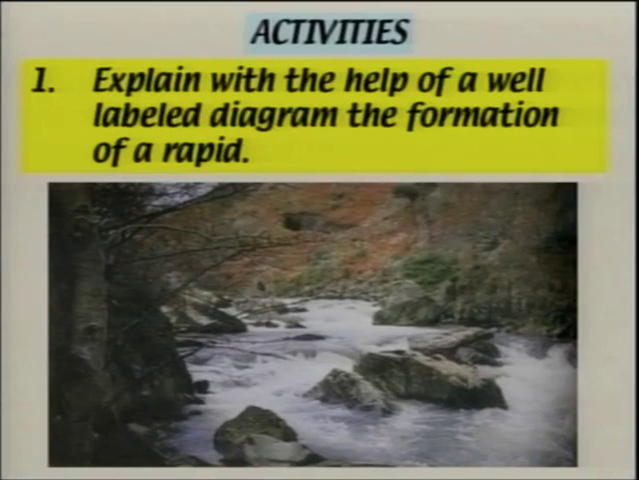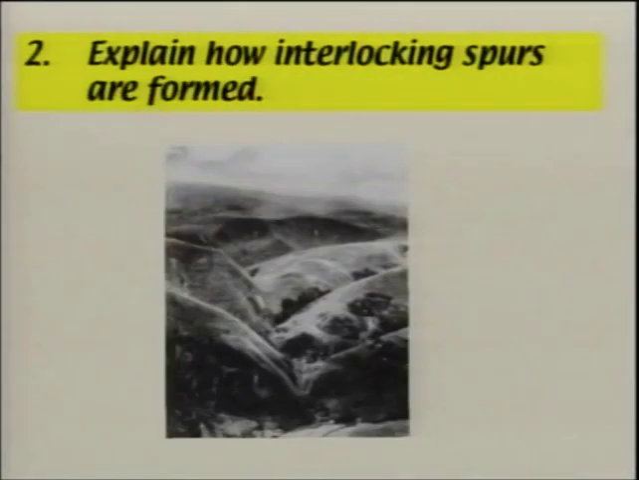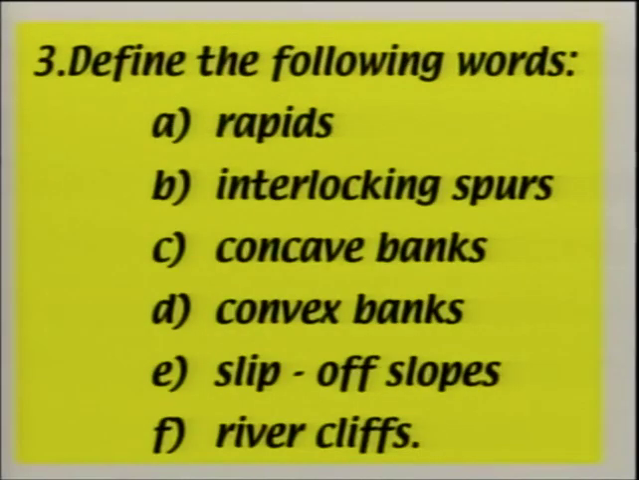That's activity 1. Activity 2, you are required to explain how interlocking spurs are formed. You don't need to construct diagrams, but at least you are able to explain how interlocking spurs are formed. And activity 3 is mainly to do with definitions, and there are some of the words that we have used in our lesson today that I'd like you to also define.